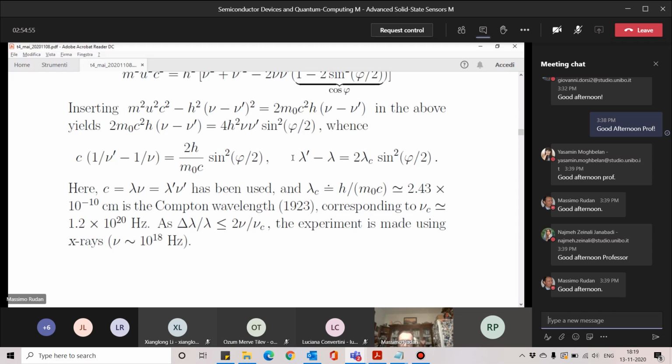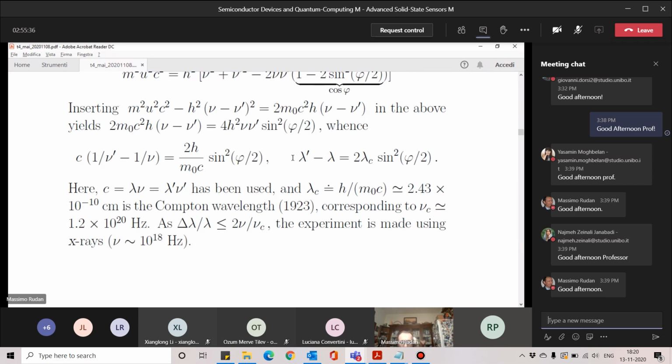So in order to detect reasonably well the effect, the original wavelength must be small itself, because in this case, the difference lambda prime minus lambda is compared with a number that is also small. So the relative variation of the wavelength can be detected relatively easily. Okay, so lambda must be very small. That is, the frequency must be very large.